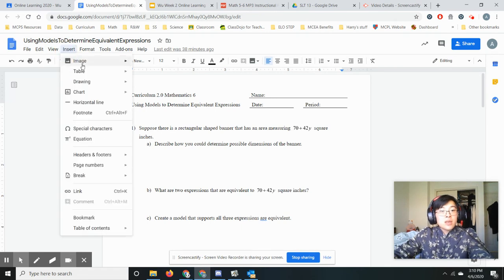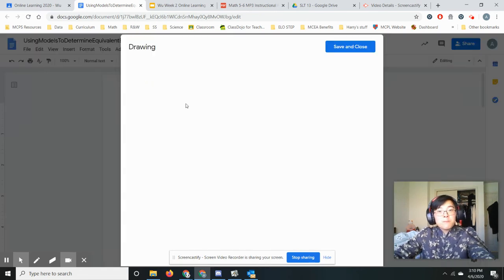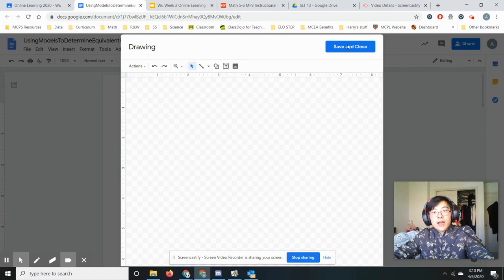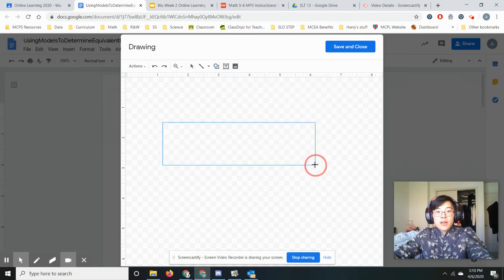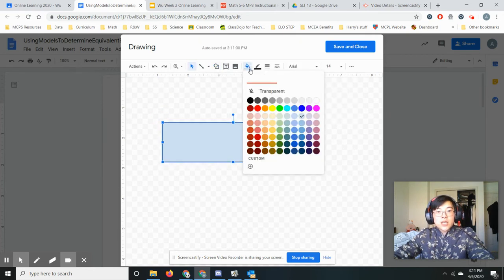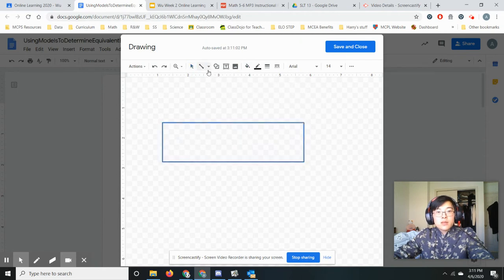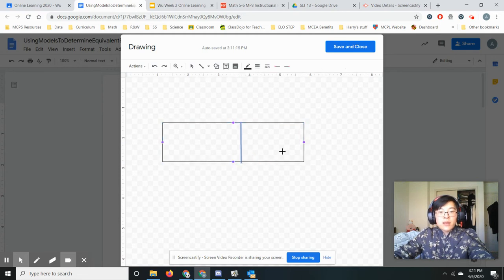I'm going to insert a drawing just like in the last video. I think it was 70 plus 42y, so I'm going to insert a shape, a rectangle. The area was 70 plus 42y. I'm going to split my banner in two pieces. I don't know how big they are, so I'm just going to estimate that 70 is bigger than 42y. In algebra, it doesn't really matter.